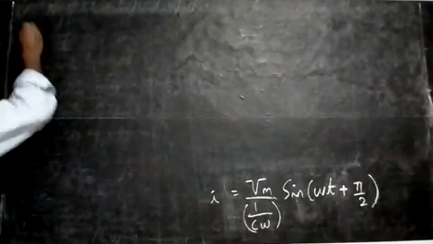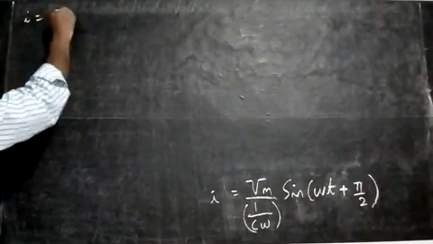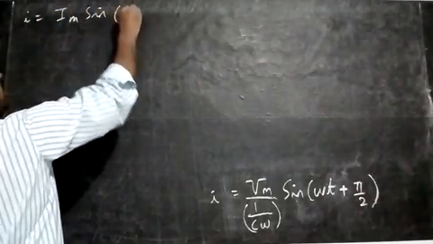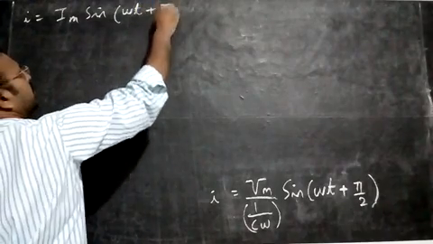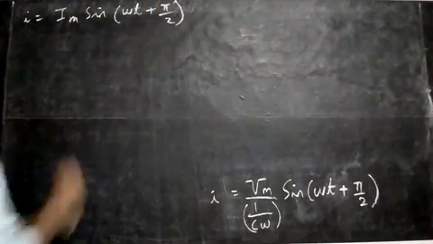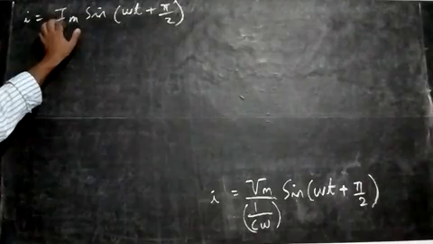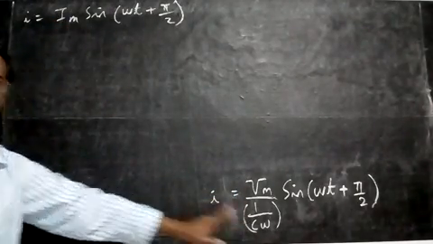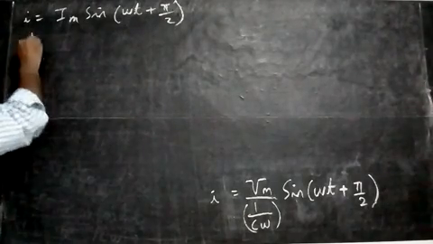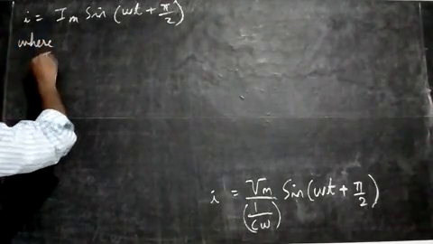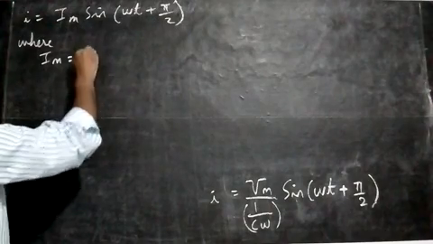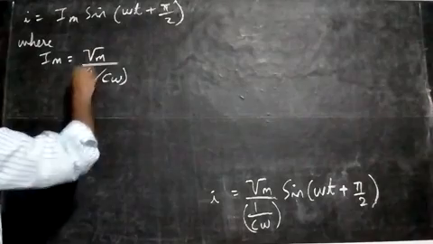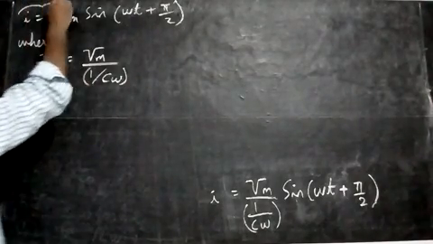Instead of this equation, write I is equal to Im into sine of omega t plus pi by 2. Now Im is equal to Vm by 1 by C omega. Where this Im is equal to Vm by 1 divided by C omega. It's very clear. So this is the equation that we need now.